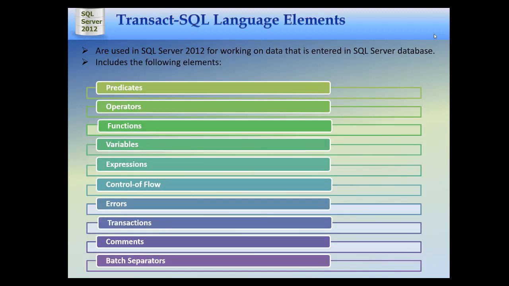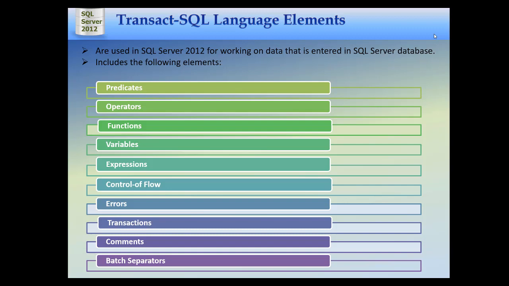Okay, now let's look at the language elements of T-SQL. These are basically used in SQL Server. I'll be using 2016 and 2012 interchangeably because that is what we'll be looking at in this course. They are used for working on the data that is entered in a SQL Server database, and they include the following: predicates, operators, functions, variables, expressions, control of flow, errors, transactions, comments, and batch.